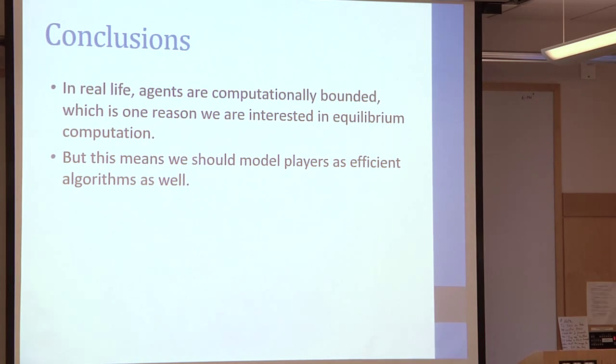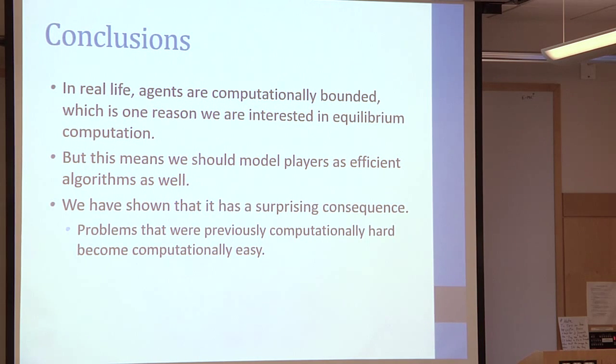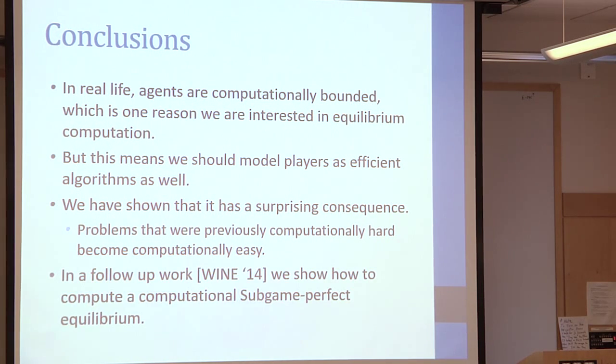So to conclude, in real life, agents are computationally bounded, and we should model that explicitly in our model. This is exactly why we care about equilibrium computation, or one of the reasons we care about that. So we should model this. And it has surprising consequences, okay? Problems that we considered as computationally hard suddenly became computationally easy. And in a follow-up work, we also showed this is true for computational subgame perfect equilibrium, which is relevant in repeated games. If you don't know what it is, it doesn't really matter.